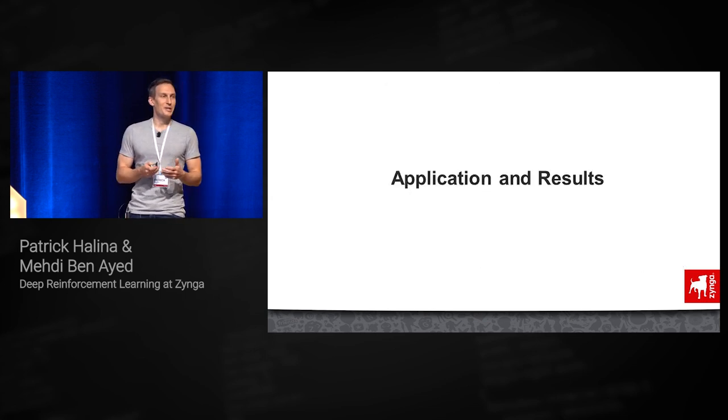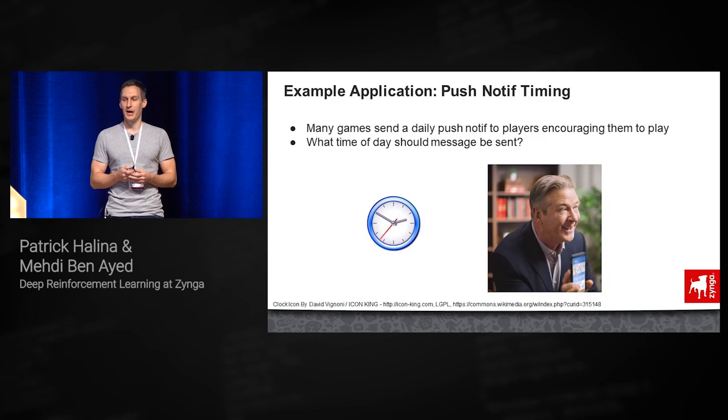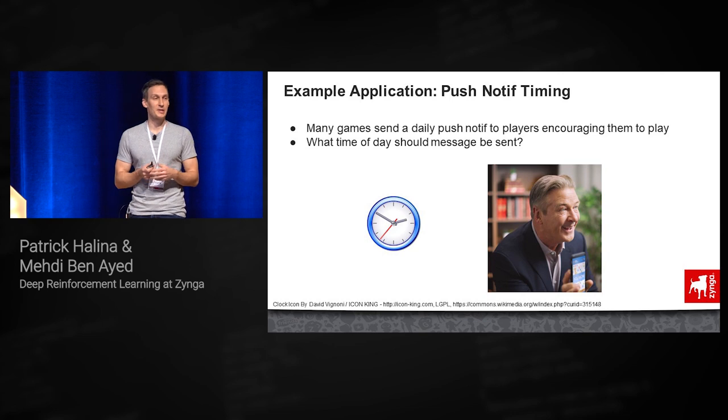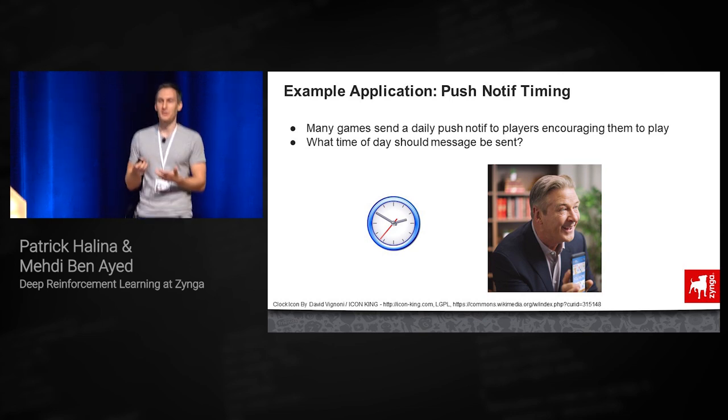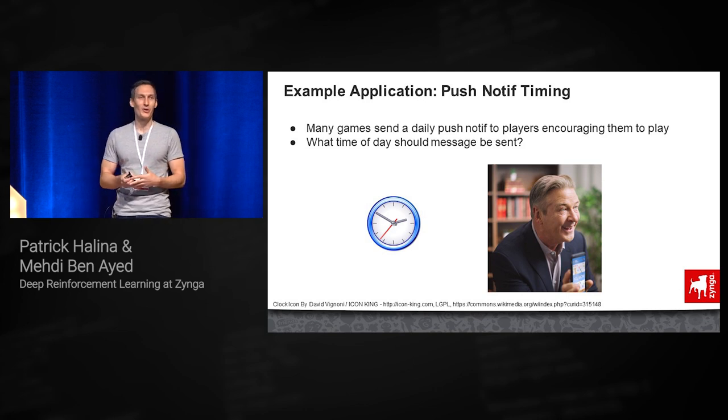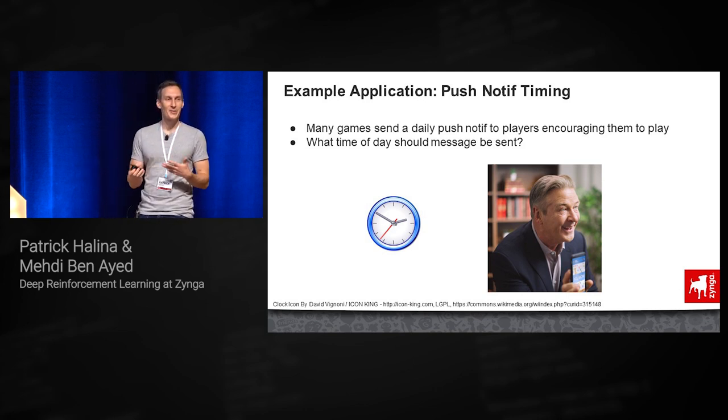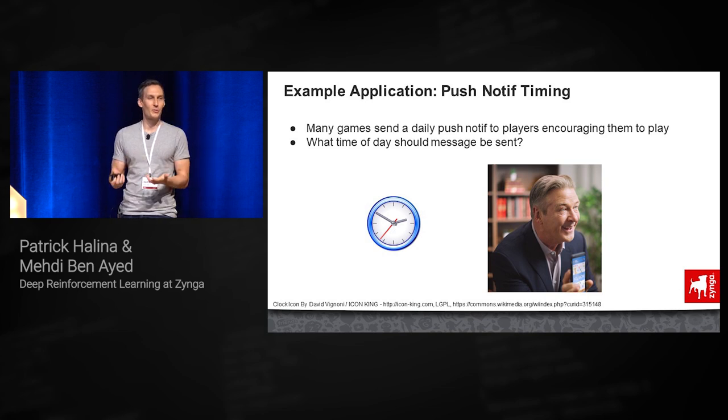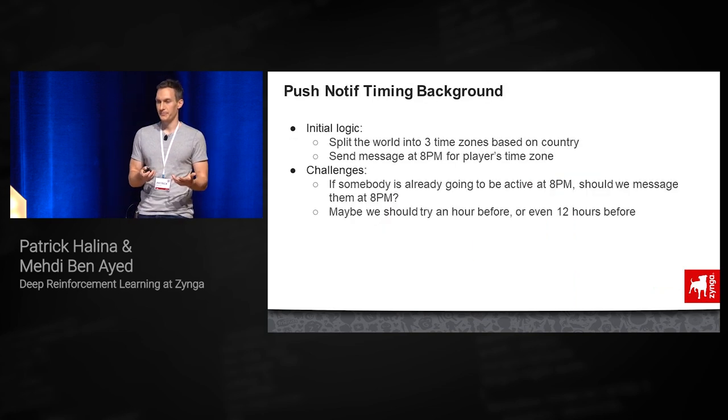So I'm going to talk about an application that we did at Zynga. Something that's really common to all of our games is we will send a daily message. So it might tell a user, hey, there's some type of gift waiting for you, or your clan is in a war, or your friend is waiting to make a move, or something like that. But we want to know, what time of day should we send that message to people? Everyone has their own schedule. We have users all over the world, and it can be difficult.